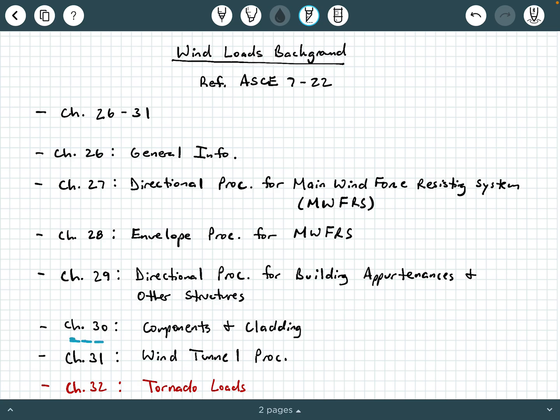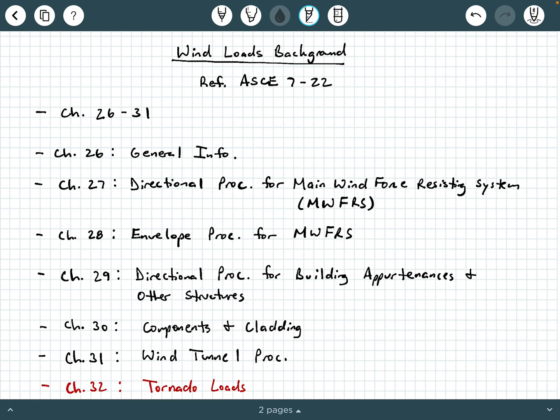Now, chapter 30 deals with components and cladding, okay? So this is the chapter that we use whenever we want to calculate the wind loads acting on a component or a cladding of a building. Now, what's a component or a cladding? Well, we're going to get to that later in this video, but in general, cladding is the actual exterior surface of your building that the wind is directly coming in contact with. So that would be like a window or a door or a wall.